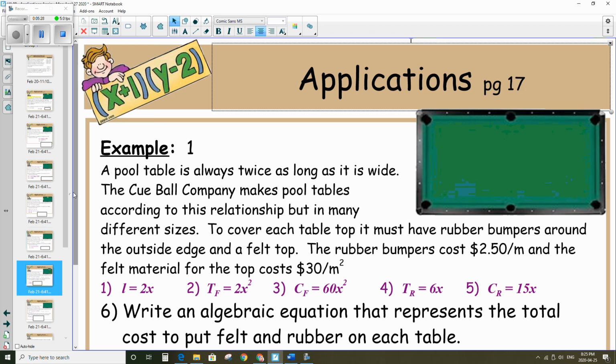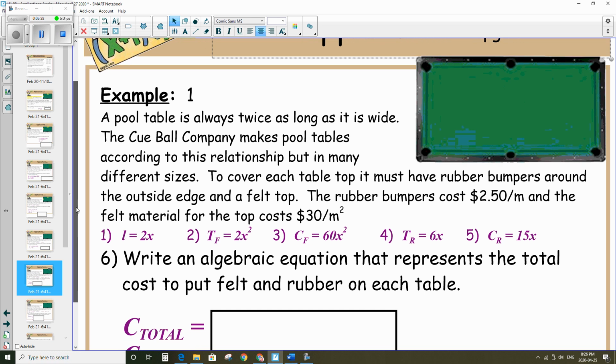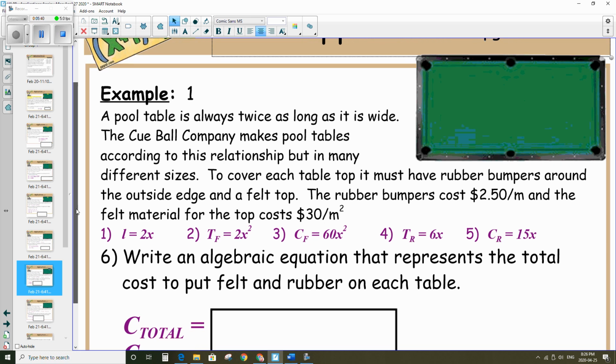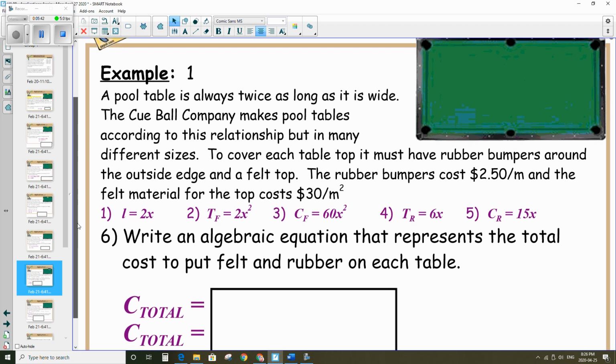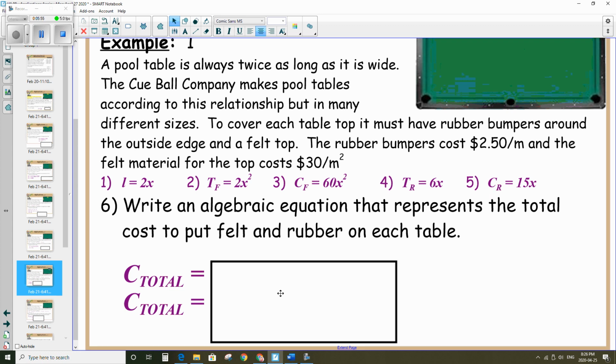And the last part for this question, no, there's one more. We got number 7 as well. So number 6, write an algebraic equation that represents the total cost to put the felt and rubber on each table. All right, total cost. So we're looking at the two costs. The cost of the felt up here was 60x squared, and then the cost of the rubber was 15x. So we're going to add those together.